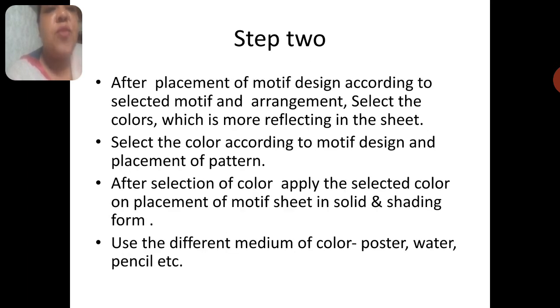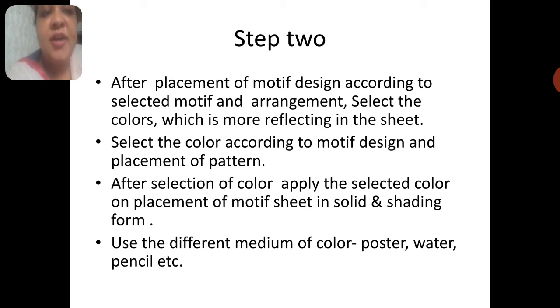Step 2. After placement of the motif design according to the selected motif and arrangement, select the color which is most reflecting in the sheet. Ethnics are contemporary. They are a mixture of traditional and modern. So you need to choose specific colors which are applicable in modern and traditional. Example, crimson red. Example, henna green color. Example, navy blue. These are applicable in modern fashion and also in tradition. Select the color according to the motif design and placement of pattern.